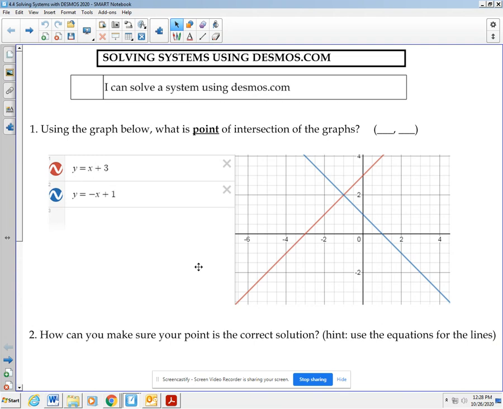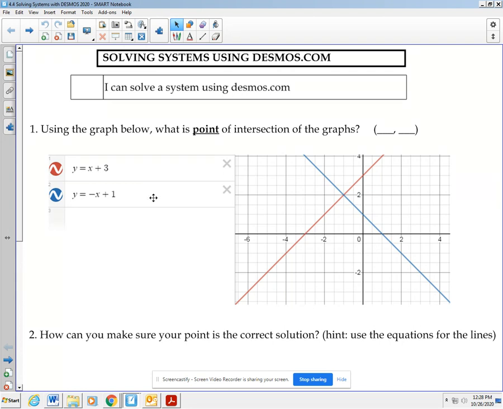Just a quick overview. Last year students used TI-83s, the graphing calculators, but this year we decided to use Desmos because some students do not have calculators, and also with COVID-19, it's safer. So how do we solve systems using Desmos.com?